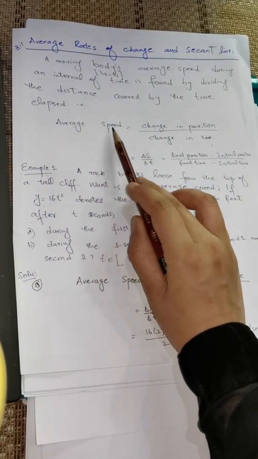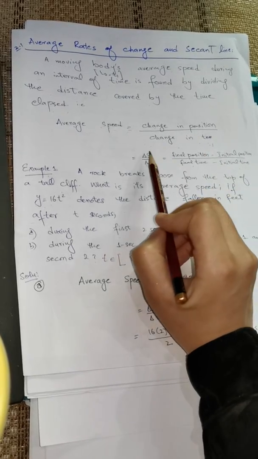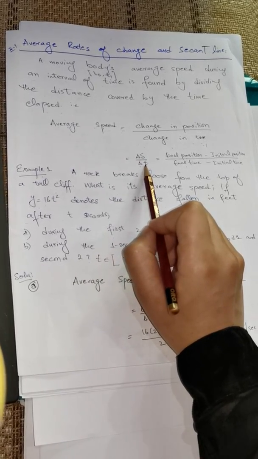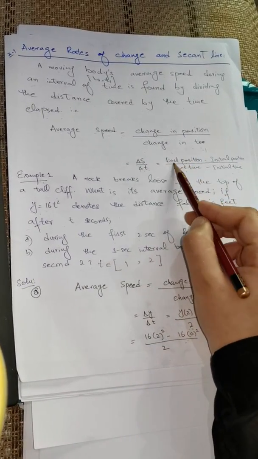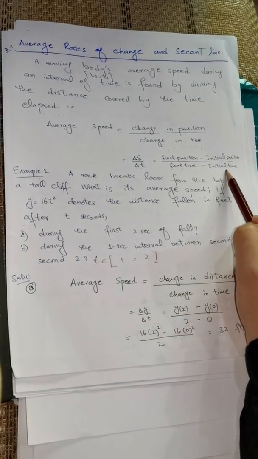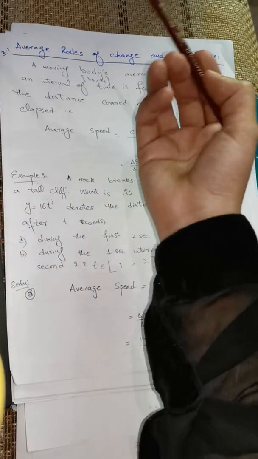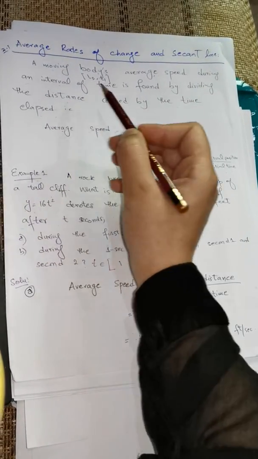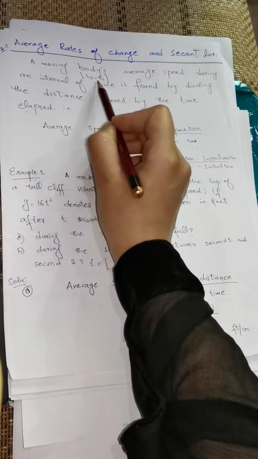The definition is: average speed is equal to change in position divided by change in time, or rate of change in position with respect to change in time. The formula to calculate the average speed is final position minus initial position divided by final time minus initial time. That is the average speed of a moving body during a time interval, say t0 to t1, found by dividing the distance covered by the time elapsed. It means total time taken by that body.